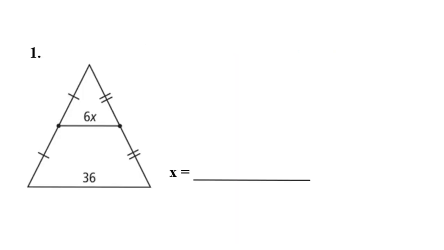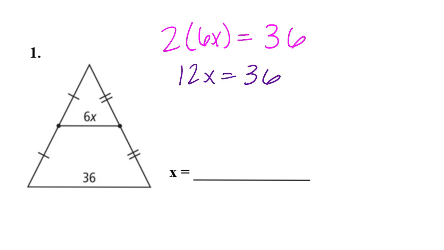Okay, here our midsegment is the one in the middle because it connects the two midpoints. You'll see that both the left and the right side are split into two equal parts. So we can do 2 times the midsegment, so 2 times 6x equals the third side, which is 36. So 2 times 6x is 12x equals 36. Divide by 12 on both sides, x equals 3. And that's it.